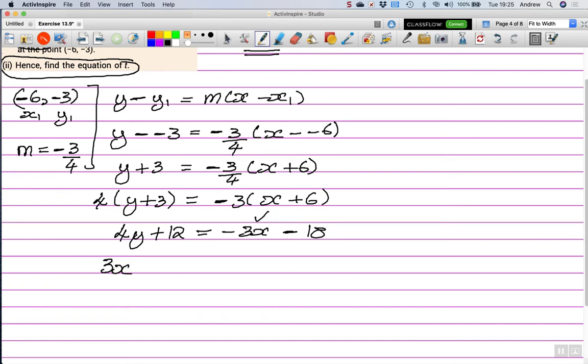So that point is done. The 4y is already on the left-hand side, so it remains as 4y. The plus 12 is already there. And the minus 18 is coming across to join it, so it's going to be plus 18. There's nothing left on the right-hand side, so it's equal to 0. Tidy up, we've now got 3x plus 4y plus 30 is equal to 0.